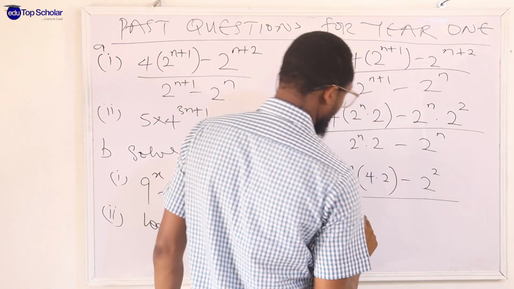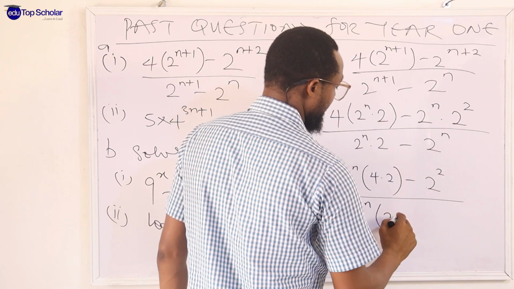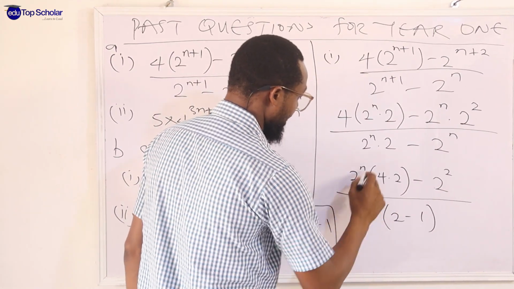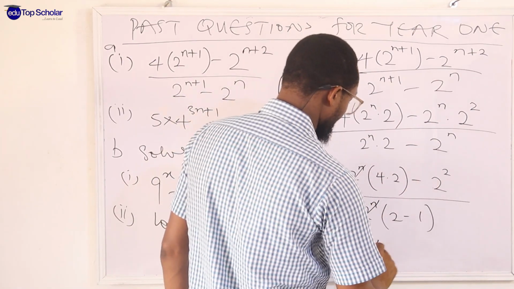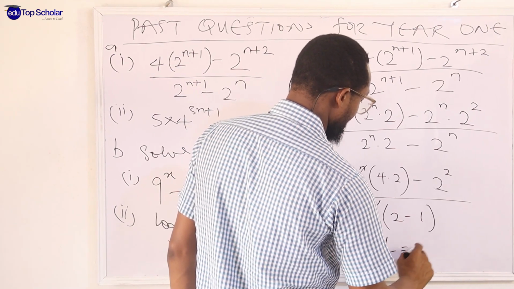Everything divided by 2 raised to power n. We are left with 2 here, and we are left with 1 here. And this will give us, 2 raised to power n will go. We are left with 2. This will be 8 minus 4, 4, divided by 2 minus 1. So our answer is 4.